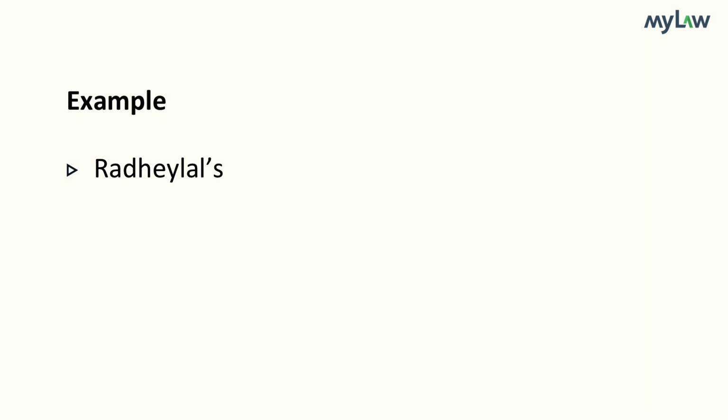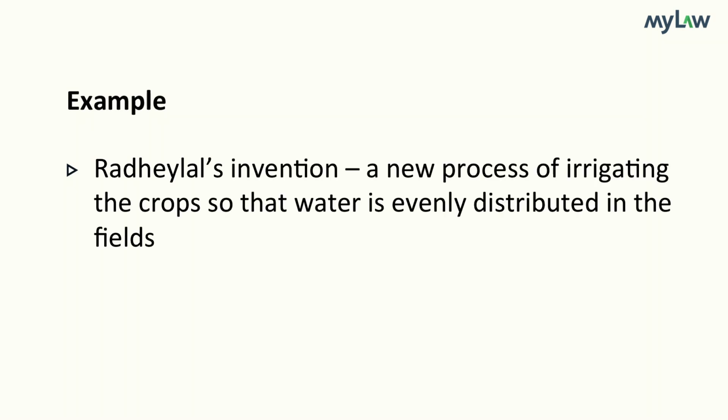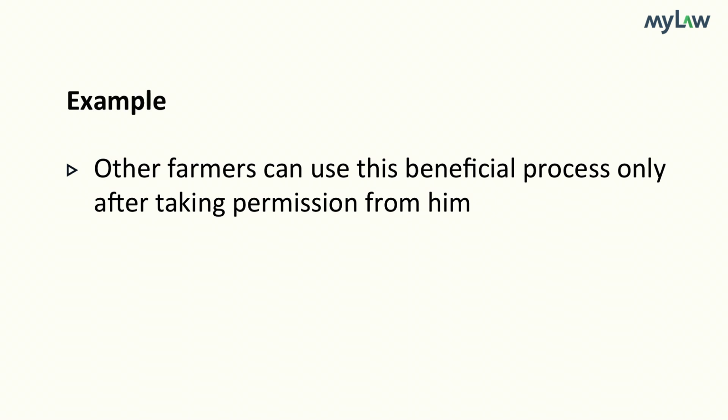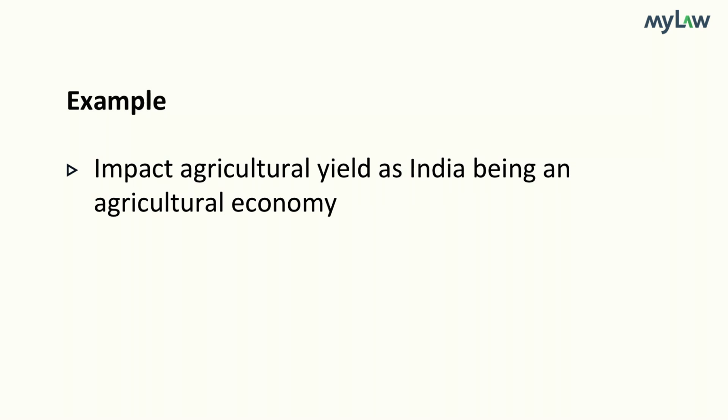Let's say Radhelal invented a new process of irrigating the crops so that water is evenly distributed in the fields. If Radhelal were to be granted a patent for this, it would mean that other farmers who were to use this beneficial process would now have to seek his permission before using the same. This will impact agricultural yield, as India, being an agricultural economy, cannot afford such monopolies. Therefore, under the Patents Act, this process is not patentable.